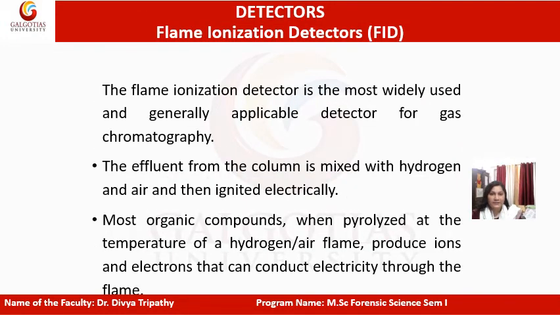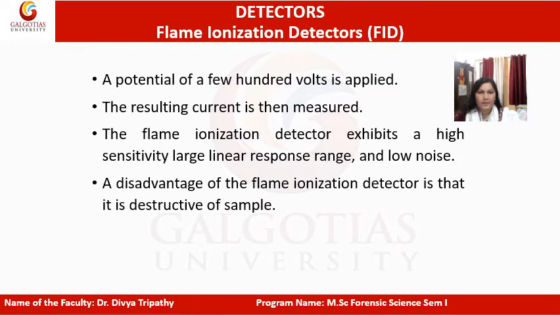The flame ionization detector is the most widely used detector which is generally applicable for gas chromatography instrument. In this detector, the effluent from the column is mixed with the hydrogen and air and then heated electrically. Most organic compounds, when pyrolyzed at the temperature of a hydrogen-air flame, produce ions and electrons that can conduct electricity through the flame. A potential of few hundred volts is applied. The resulting current is then measured.